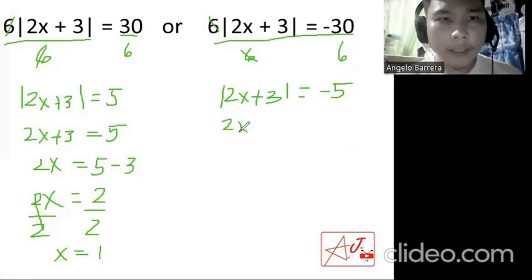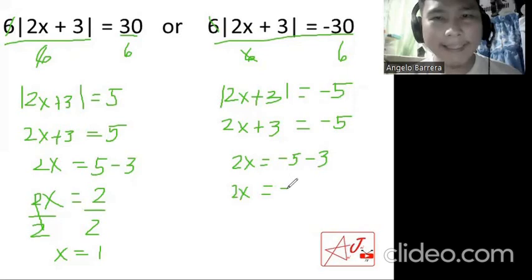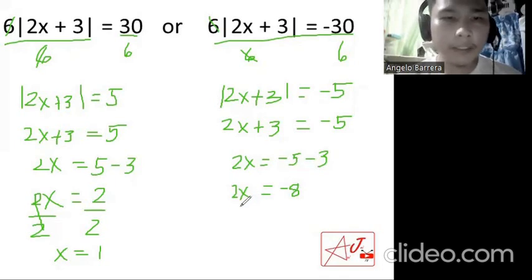So, 2x plus 3 will be equal to negative 5. And then, eliminate natin si positive 3. So, magiging 2x is equal to negative 5 minus 3. And then, 2x is equal to negative 8. So, same sign kasi sila. Kaya i-add natin. 5 plus 3 is 8. And then, copy the sign, which is negative.